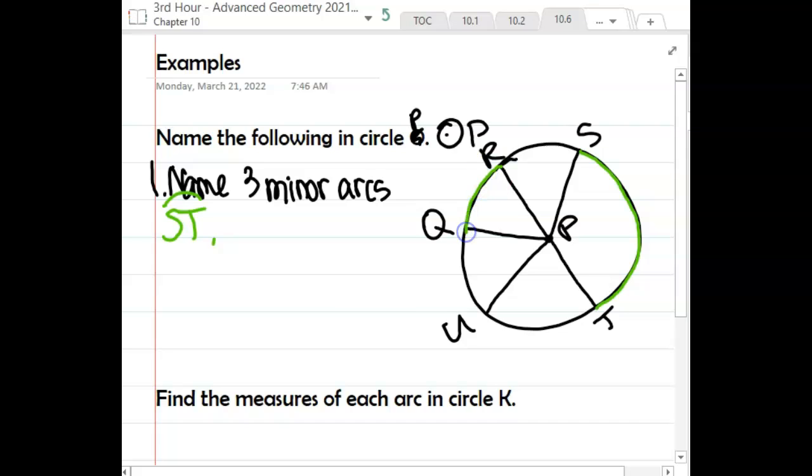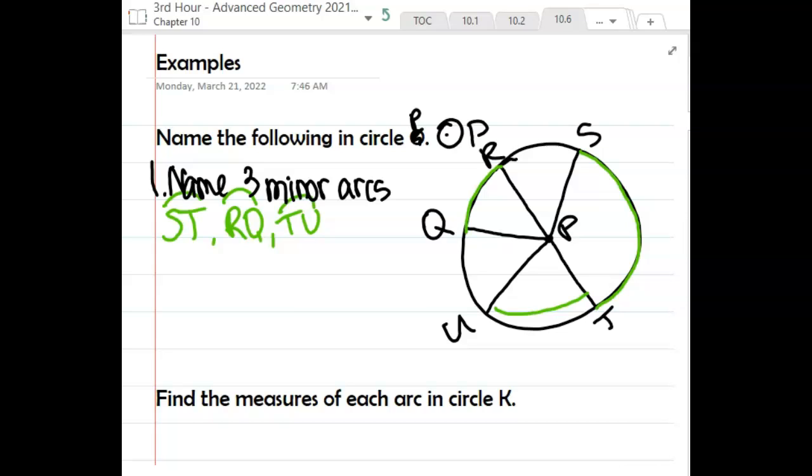RQ. Yeah, that would be a minor arc. One more. TU. Yep, TU. That would be a minor arc as well. And notice, and this is where it can get a little confusing with the minor arcs, there can be a letter in between them that you could skip.